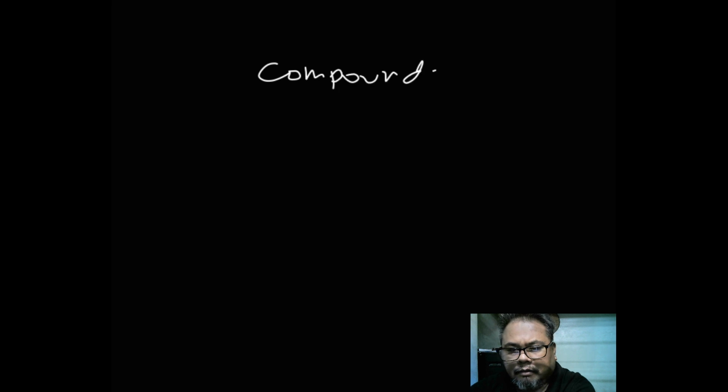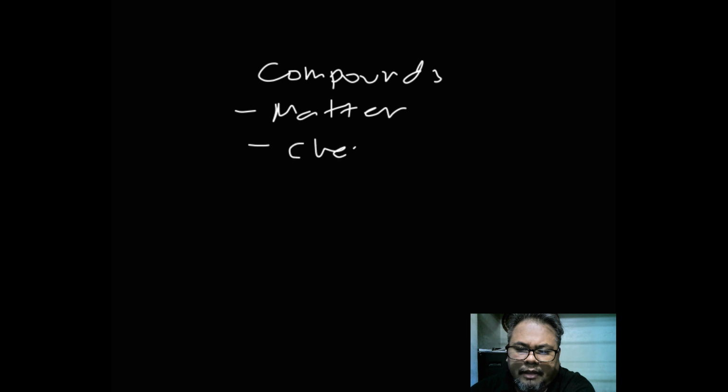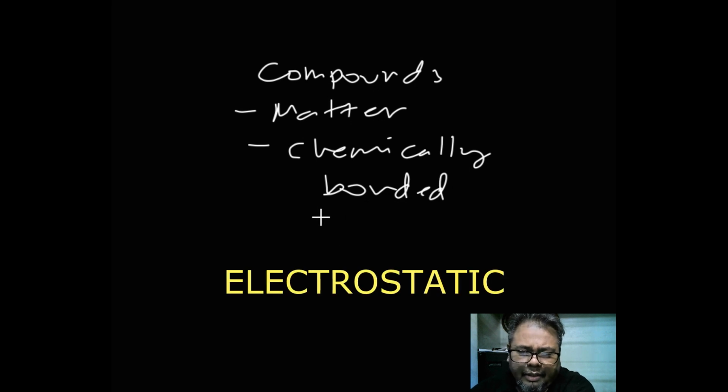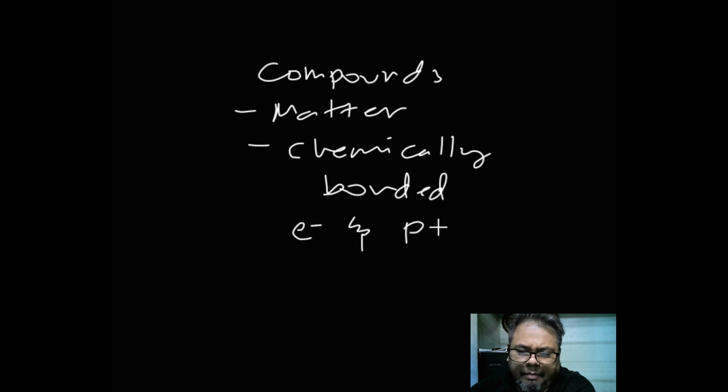Okay, so before we go on with chemical bonding, let's talk about compounds first. Compounds are examples of matter, and the components are chemically bonded together. Let me write it down. Chemically bonded. So when we say chemical bond, the force is electrostatic between the negative valence electrons and the positive protons.